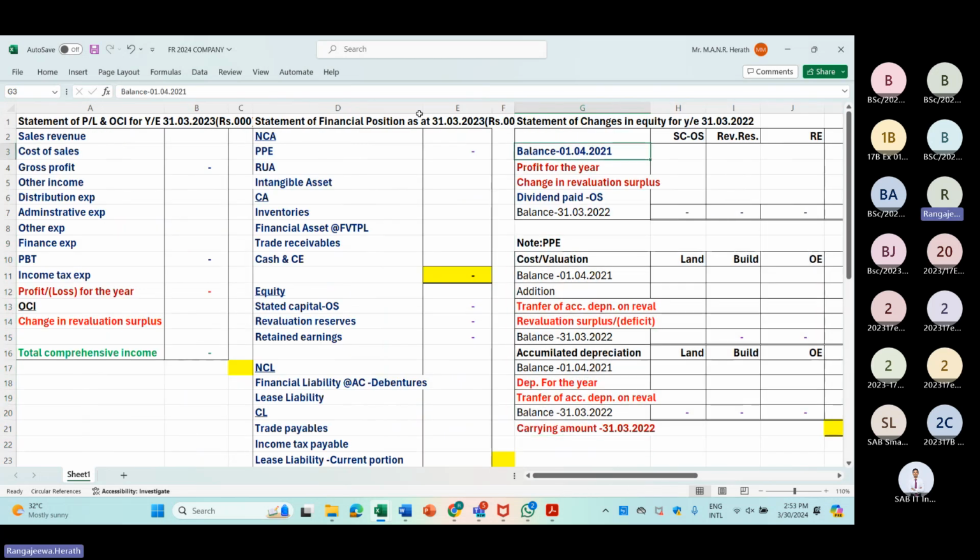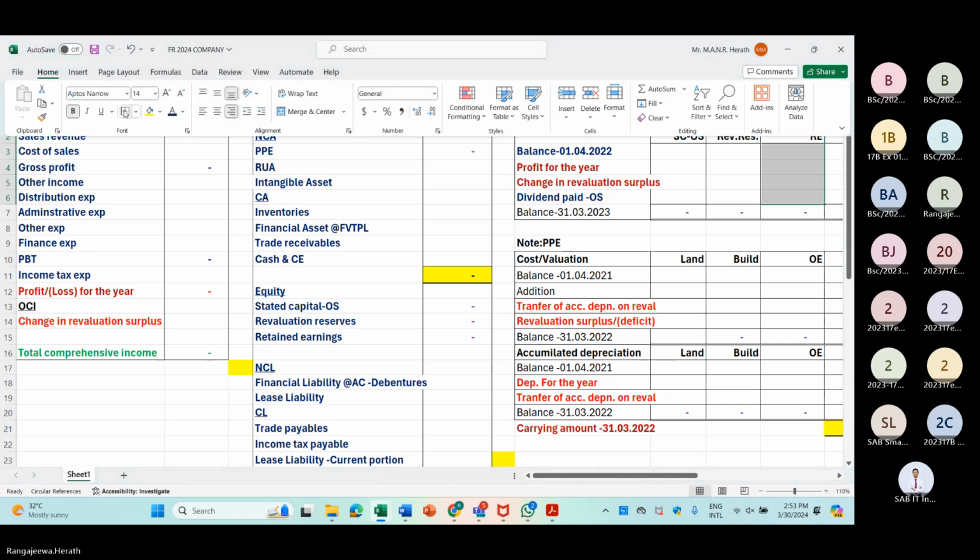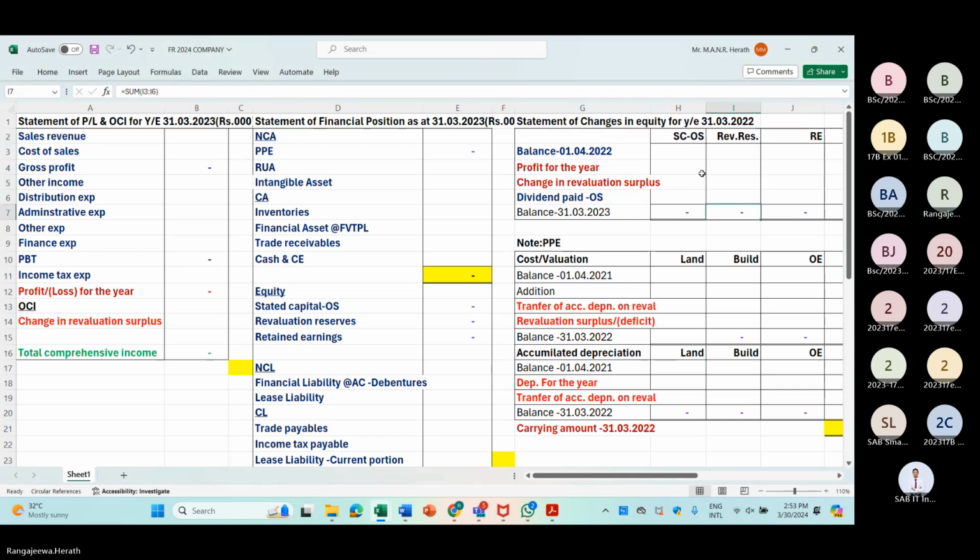Then the statement of changes in equity, you can have the opening balance, profit, change in revaluation surplus and the dividend and the closing balance. We can have the categories of equity: ordinary shares, revaluation reserve and retained earning.